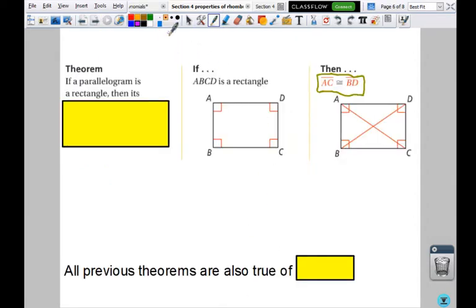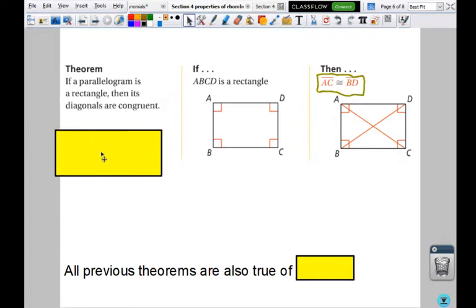Alright, so, we looked at rhombuses. We're going to look at rectangles. So rectangles have 4 90-degree angles, right? In a rectangle, I said rhombuses again. In a rectangle, diagonals are congruent.